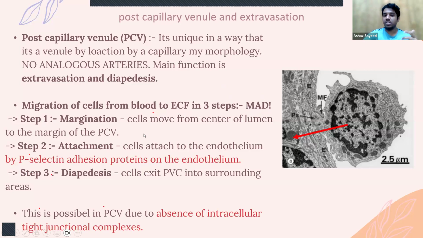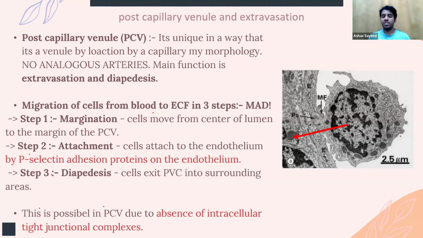First step is migration. Cells move from the center of the lumen. We have this lumen, and the cells usually flow at the center. From there, they move towards the wall of the blood vessel, from the center to the wall. That's migration or margination. Let's take neutrophils as an example. They move from the lumen to the margin of the post capillary venule. Once it moves there, the neutrophil attaches itself to the wall of the post capillary venule.